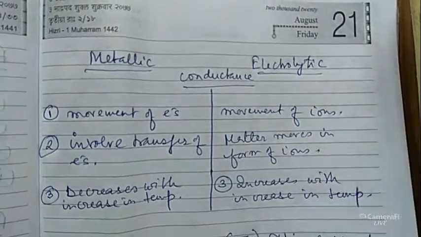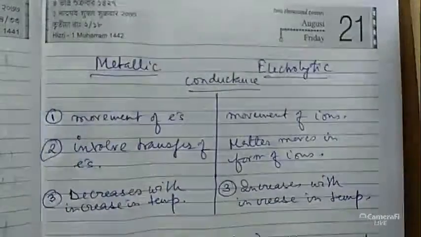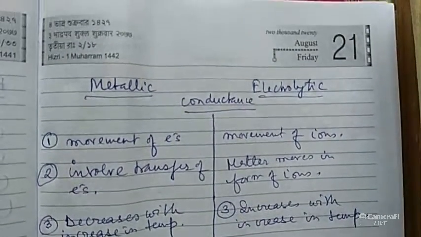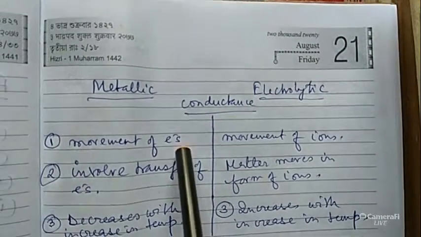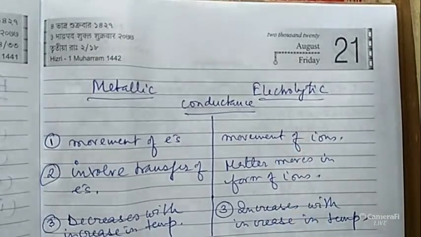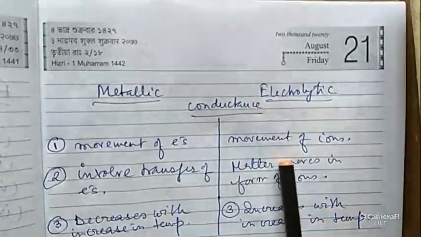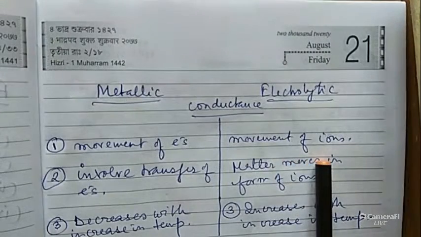So when current passes through a metallic conductor, what we have there is the movement of electrons. Here we have movement of ions. So have you understood the first difference? The first difference is the movement of electrons in metallic conductance, and in electrolytic conductance there is the movement of ions.